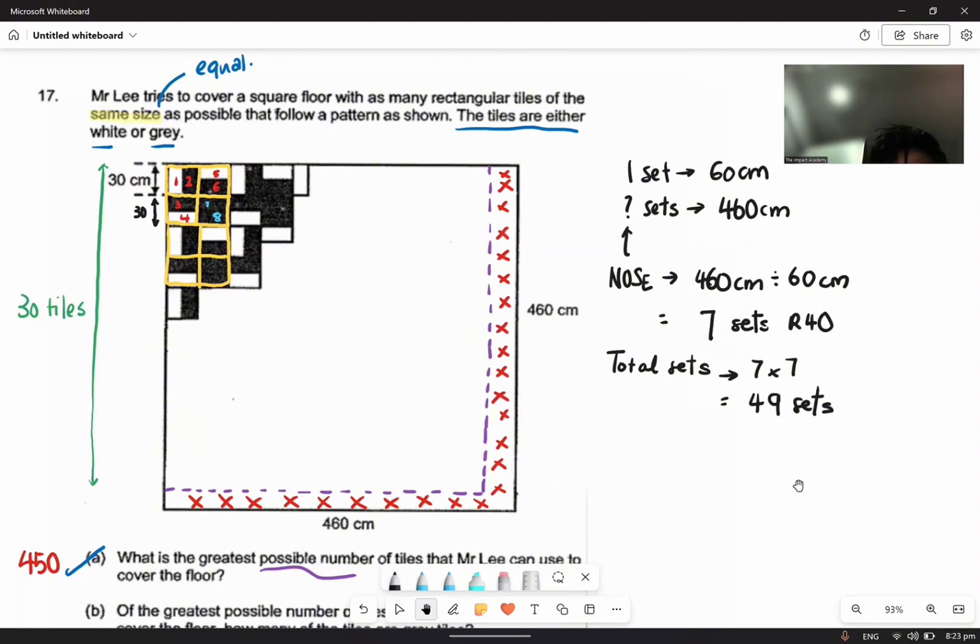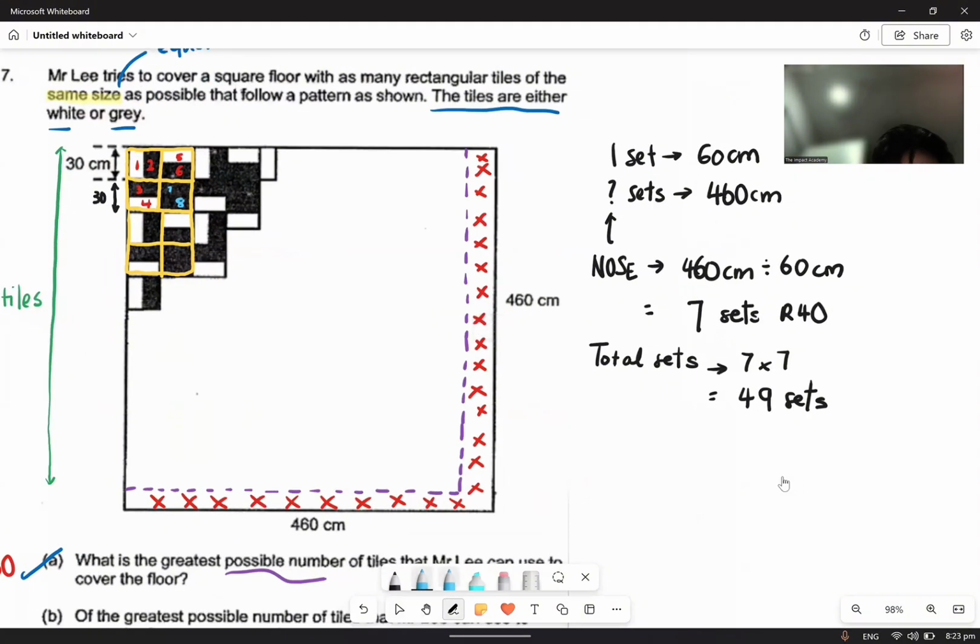True? Yeah. So in these 49 sets, what I have will be 1, 2, 3, 4, 5, 6, 7, 8. Am I making sense? Yeah. Okay, but because 7 and 8 is a little different, I want to remove away that 7 and 8.